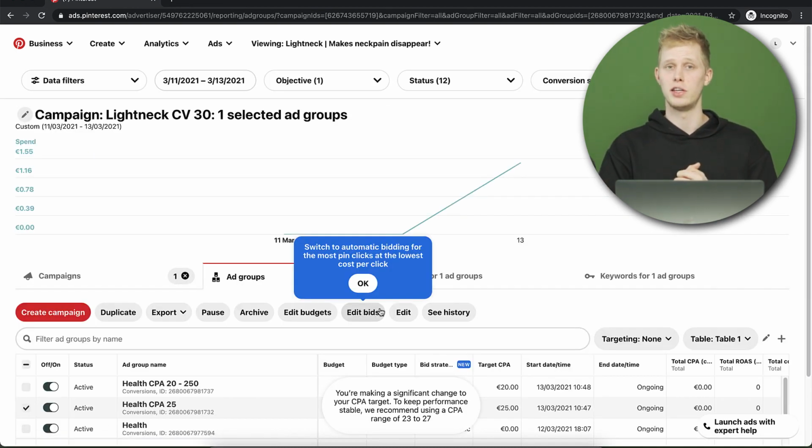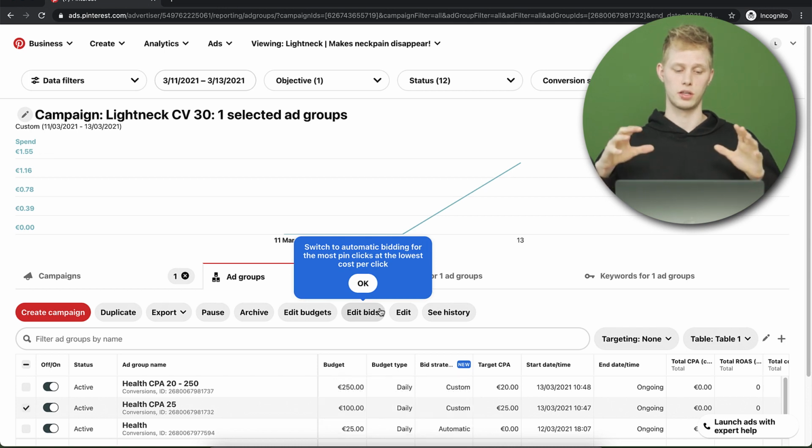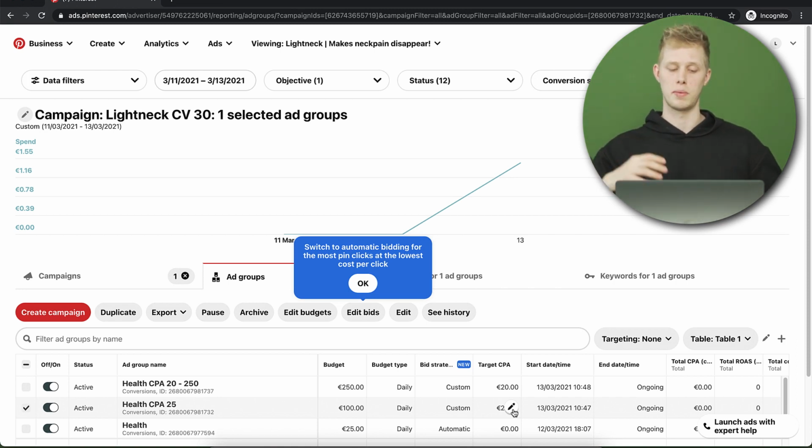And that's basically the way to scale with CPA campaigns or CPA ad groups, and this is the fastest way to scale. And what you should know is that it doesn't always spend the budget. So if Pinterest's algorithm doesn't think that they can get purchases for that target CPA, so they can't create purchases below $25, it's not going to spend money. It might spend money in the first hours or maybe the first day, but after a while, if the results are not below your target CPA, it's not going to spend money.